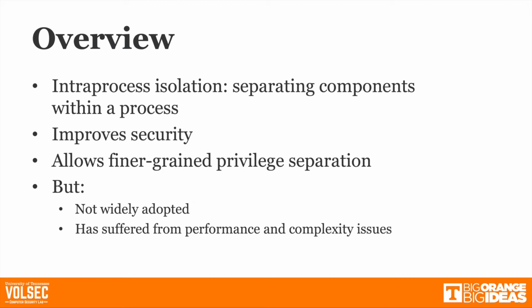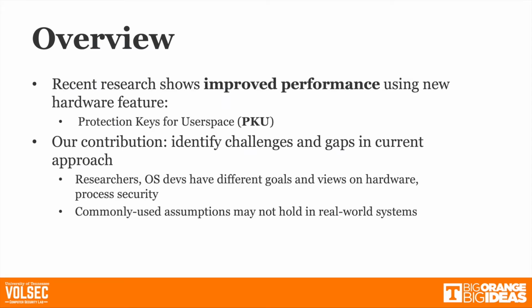Traditionally, the process has sort of been the atomic unit of security in operating systems, but now intra-process isolation allows us to separate components within a single process. Of course, this improves security because it allows finer-grained privilege separation. However, this has not been widely adopted so far, largely because it suffered from performance as well as some complexity issues in the implementation. However, some more recent research has promised dramatically improved performance using a new hardware feature.